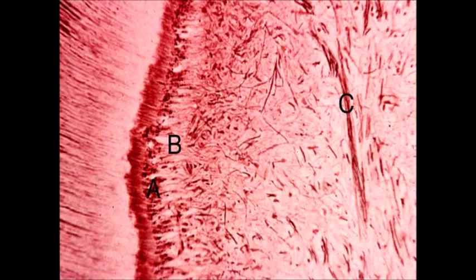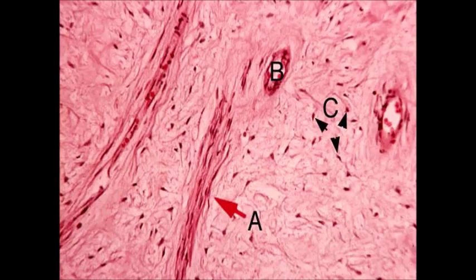Look at this image. What are the structures that you can see in front of you? You can identify B, the cell-free zone, A, odontoblastic layer. Here is the cell-rich zone, and C is the nerve fibers. What are the structures that you can identify? A, nerve bundle or nerve fibers, B, blood vessel, C, fibroblasts. This tissue is highly cellular, which means it is from a young person.